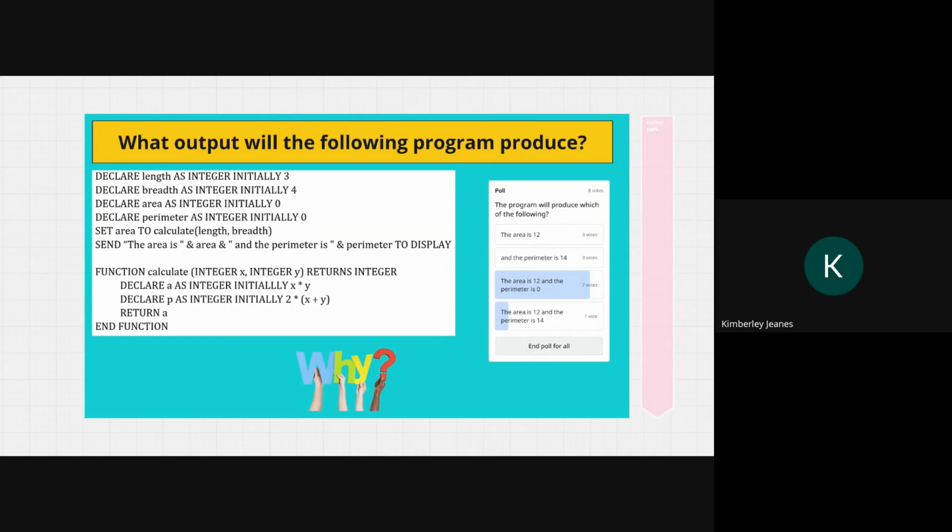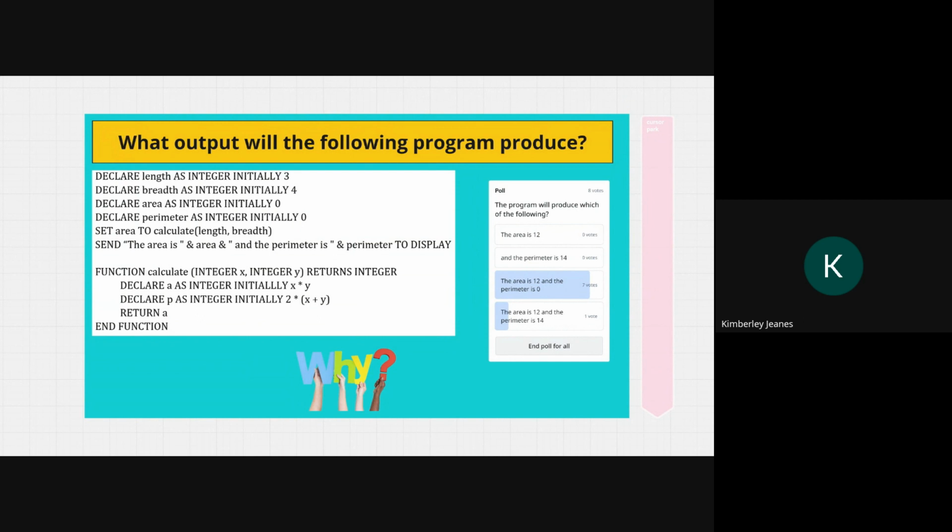Okay, if we look at option C, which is the answer that most people voted for, this is actually the correct answer. So well done if you selected that one. That's because the program will output the wording in that sentence and the value of area along with the kind of initial value for perimeter. Although a perimeter value was calculated in the function, it's not actually returned to the main program, and therefore that's just left at the initial value of 0.